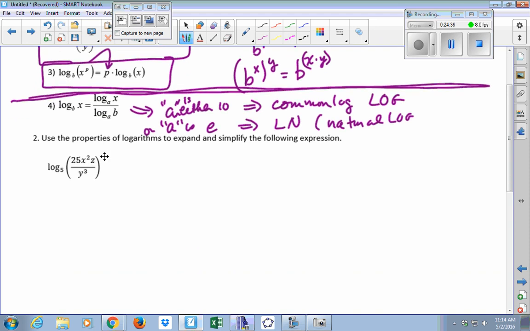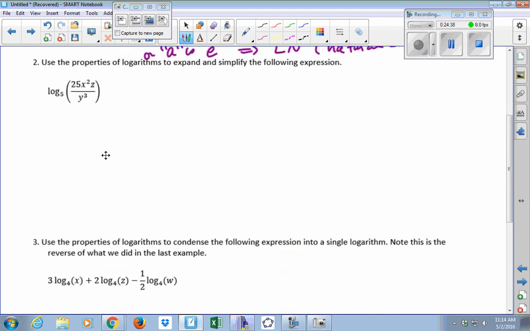All right. So use the properties of logarithms to expand and simplify the following expression. So first we want to expand it, and then we want to, if possible, look at each term in our expansion and see if we can simplify it.